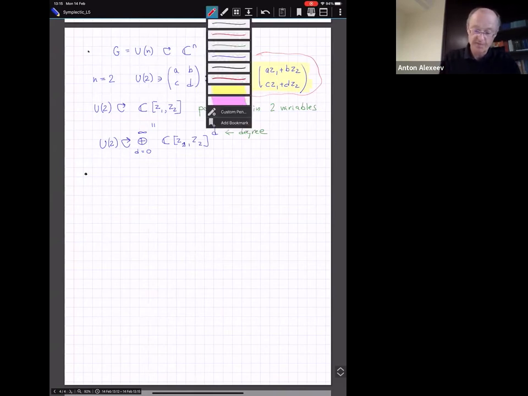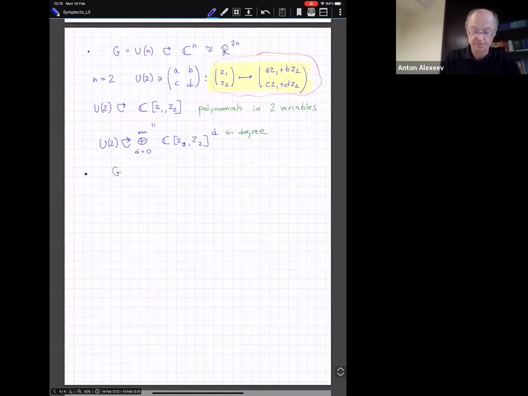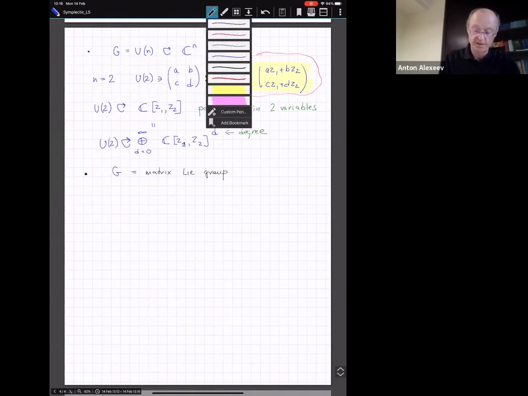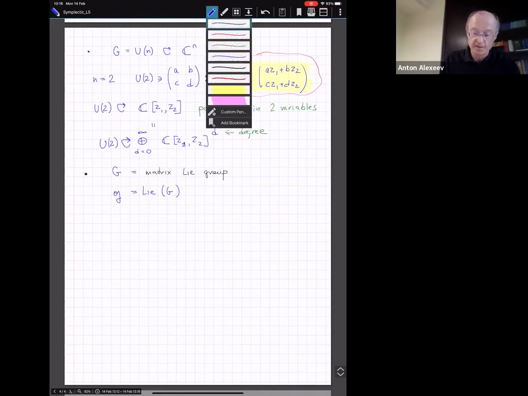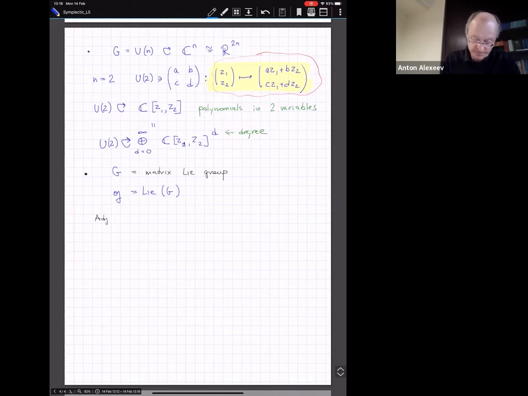Right. Finally, a couple more examples. Suppose that G is a matrix Lie group, and small g, or small beautiful g, is its Lie algebra. In general, there is an action of the group on its Lie algebra, but for matrix groups, it's very easy to describe. It's called the adjoint action, and it goes as follows.